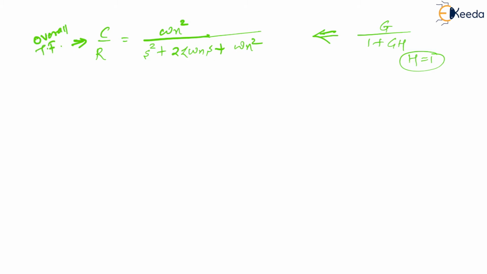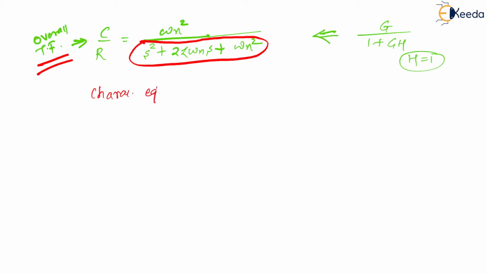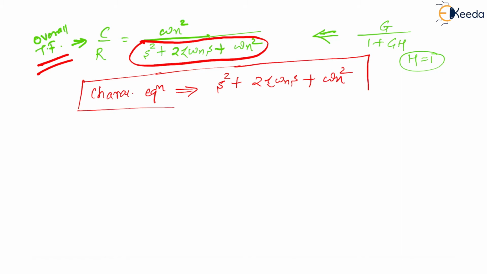Now, if it is the overall transfer function, then the denominator of this overall transfer function will give you the characteristic equation, correct? So the denominator of the overall transfer function gives you the characteristic equation, which is nothing but s squared plus 2 zeta omega n s plus omega n squared. Is that correct? This is going to be your characteristic equation.